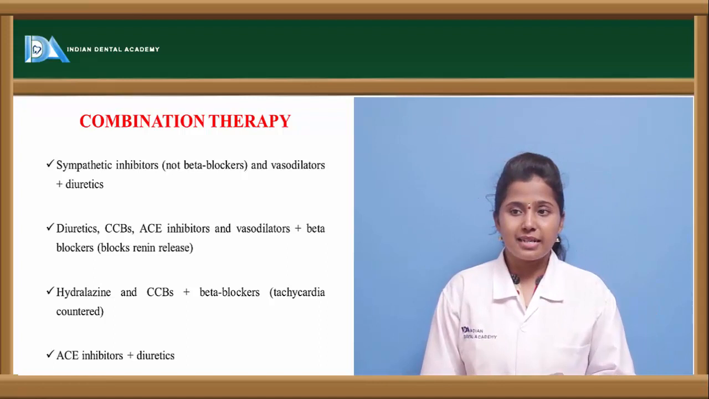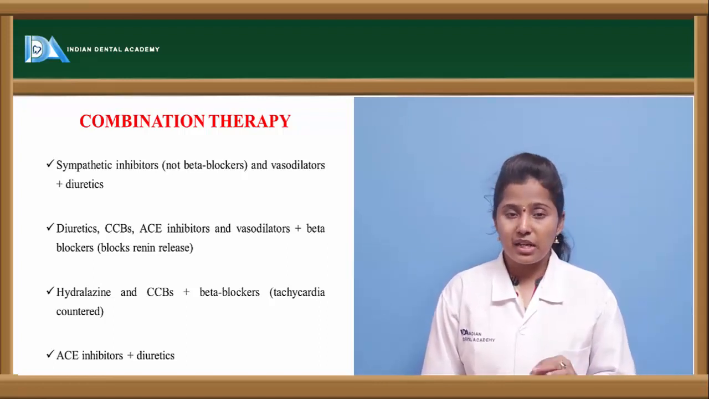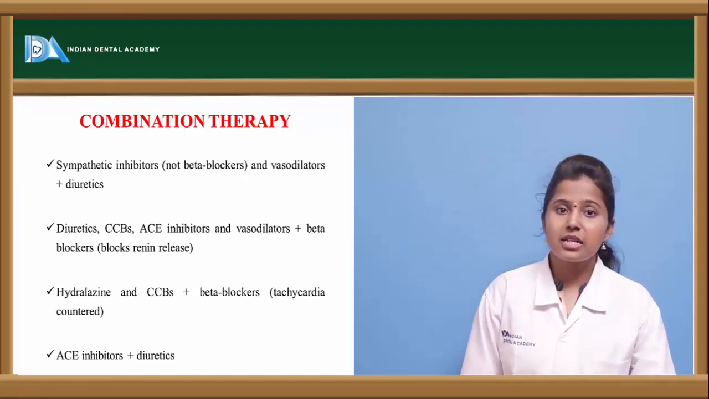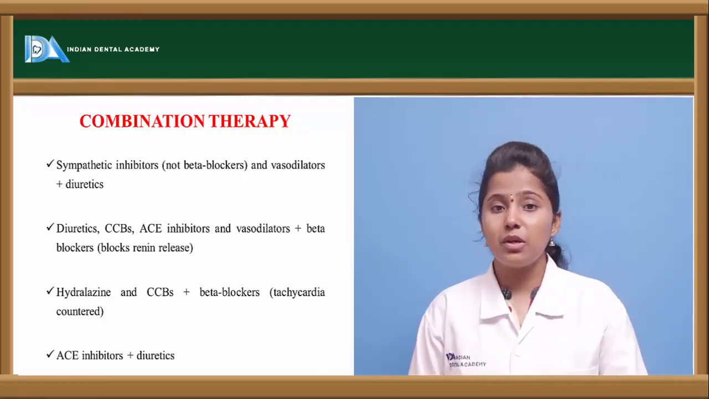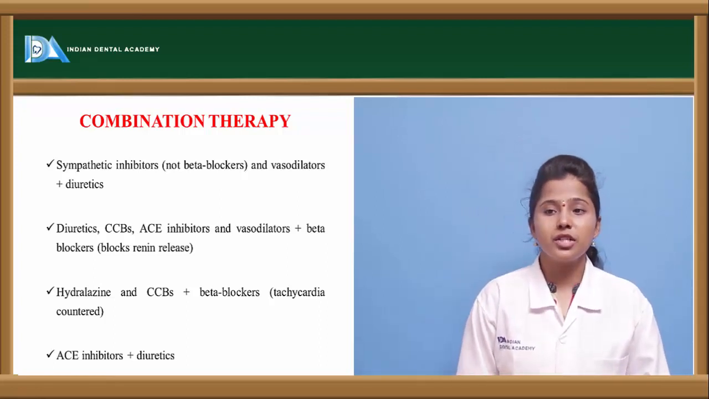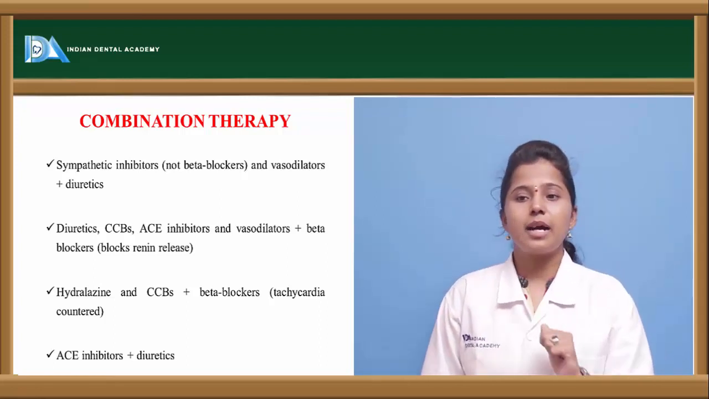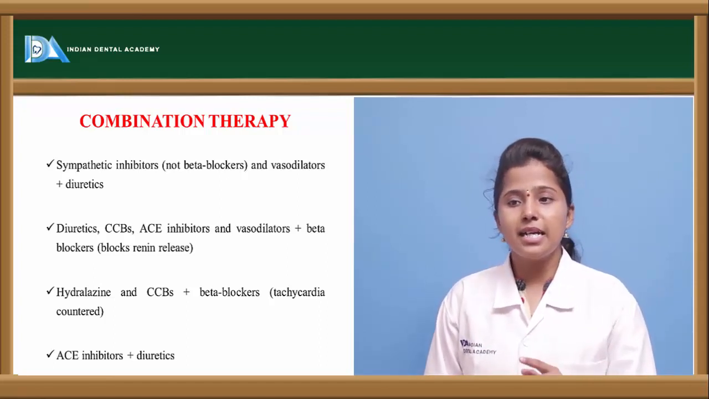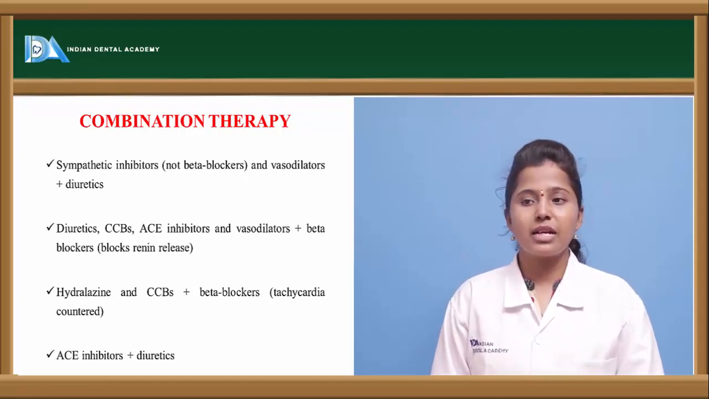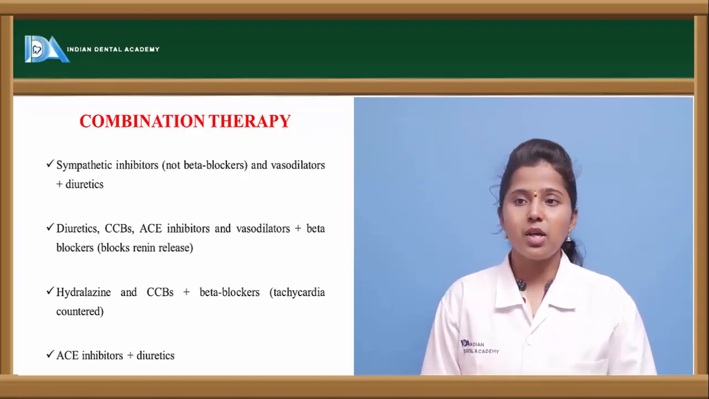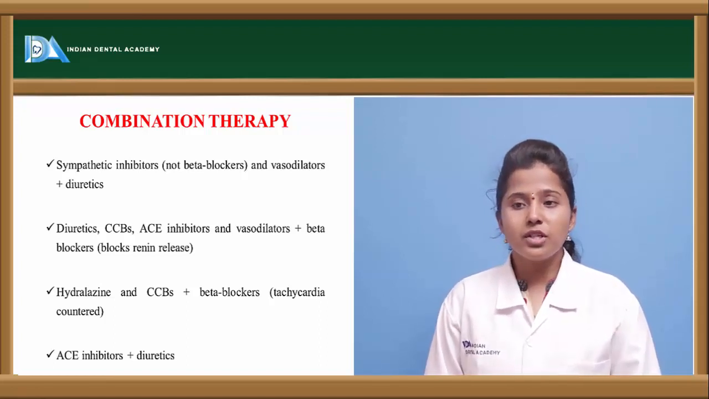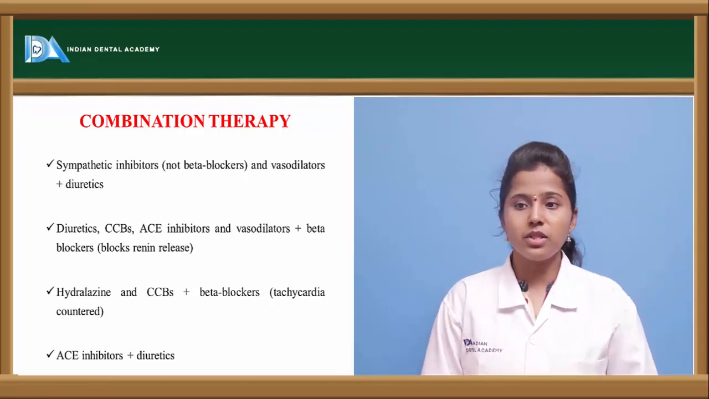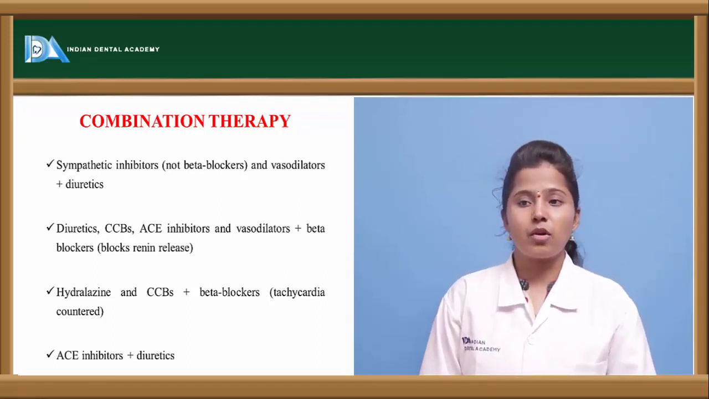Sympathetic inhibitors, except beta blockers. What sympathetic inhibitors are there? Like alpha blocking agents and vasodilators. Alpha blocking agents and vasodilators along with diuretics can be used as a combination. The other combinations include diuretics with beta blocking agents, or calcium channel blockers with beta blockers, ACE inhibitors with beta blockers and vasodilators with beta blockers. And the other combination includes hydralazine with beta blockers, and calcium channel blockers with beta blockers.